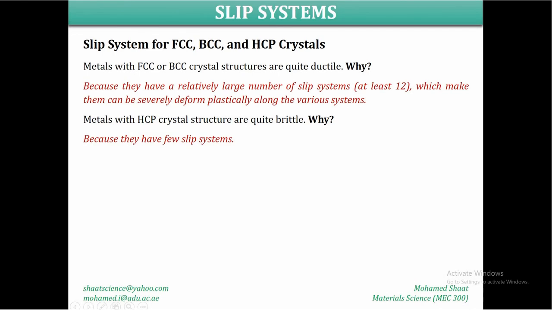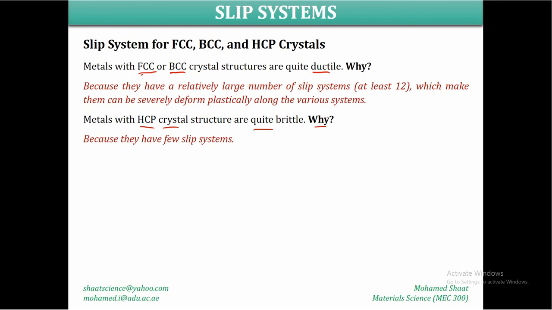So the question now: metals with FCC crystal structure or BCC crystal structure are quite ductile, while materials with HCP crystal structure are quite brittle. Why? What we knew about metals in general is that they are ductile materials. Why? Because of their metallic bond and the delocalization, as we explained in chapter 2, right?